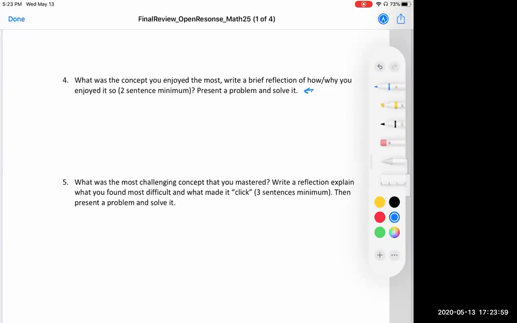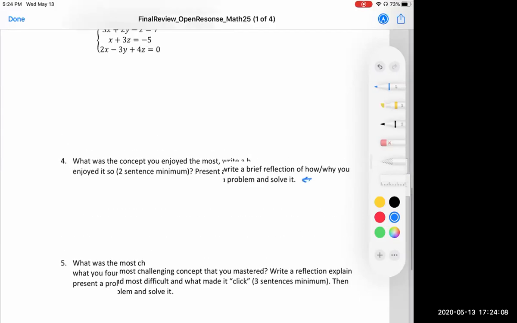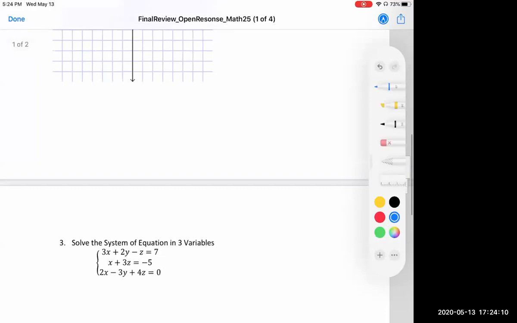And the reason why I write that 2 and 3 sentence minimum is because I'll have students who just say, oh, it was really hard. I got it now. And that's it. So I want more than that. All right. And you'll have 3 questions that look like this.